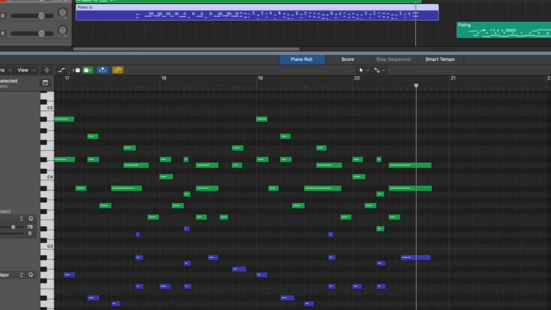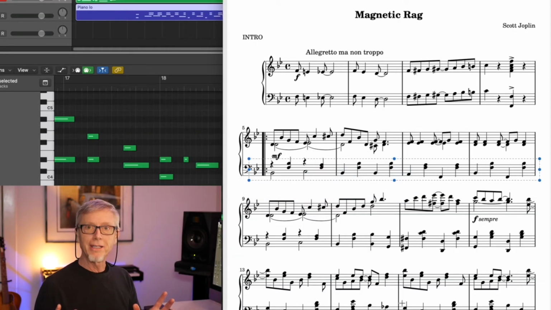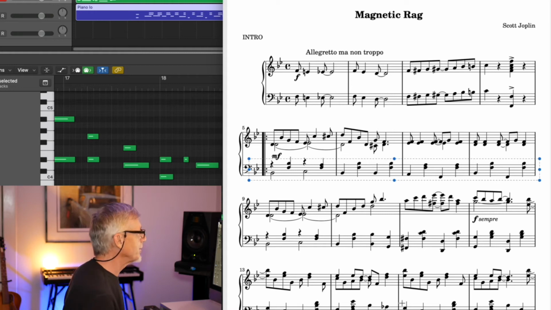That right-hand melody is a hook, isn't it? You've now heard it probably half a dozen times, and I'm sure it's in your ear. Now, the one thing I will say about Joplin, and I'm just going to go back to the score to talk about this briefly, is that he was working within a 19th century harmonic construct.